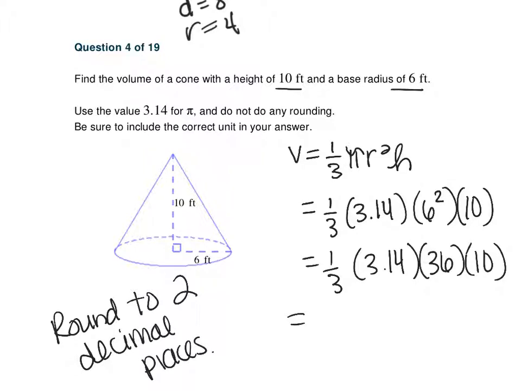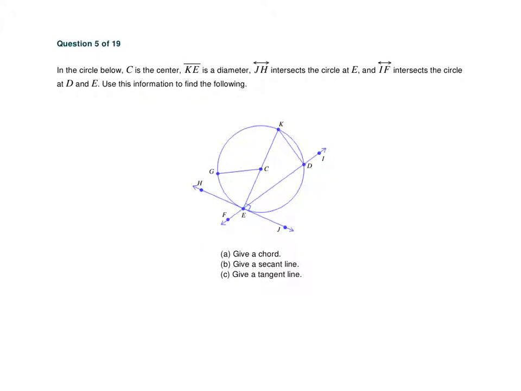And you should get a final answer of 376.80 feet cubed. So we're looking at problem number 5 here, and it gives us a circle below with it saying KE is the diameter, and that JH intersects the circle at E, and that line IF intersects the circle at D and E. So it wants us to give a chord.